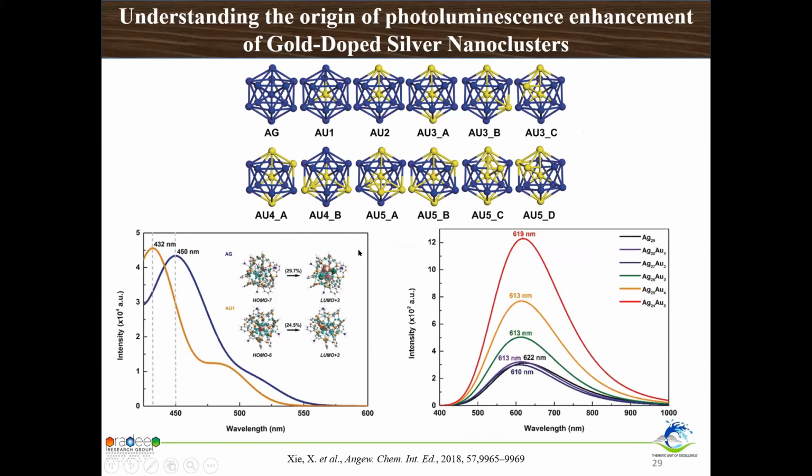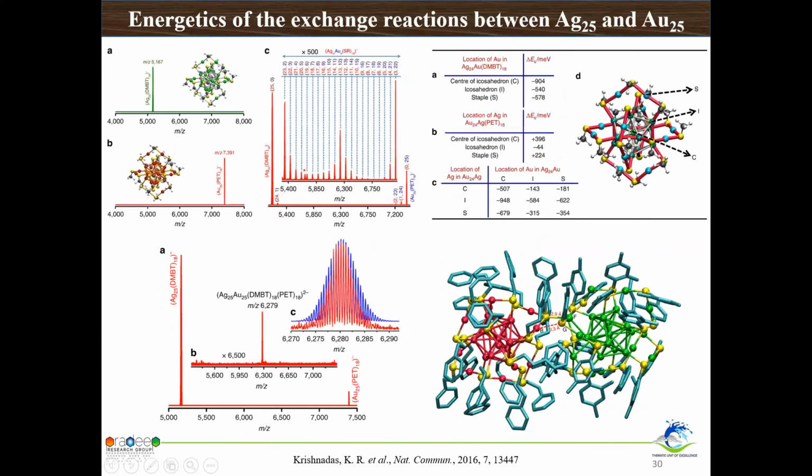So also this theoretical study can be used to understand the emission property of these nanoclusters. One such example is shown here. Previously, I talked about the luminescence enhancement due to gold doping in Ag29 nanocluster. Here they have shown the origin of this photoluminescence enhancement.